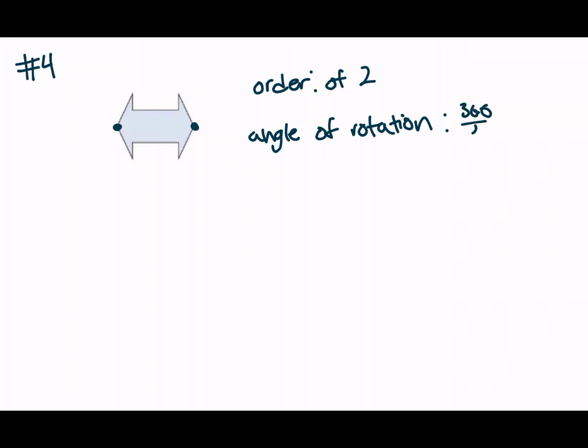All right, my last one. This shape's kind of funky. I can only rotate it 2 times to get the same image. Here it only has an order of 2. So my order's 2, which means that my angle of rotation is going to be 360 divided by 2, which is 180 degrees.